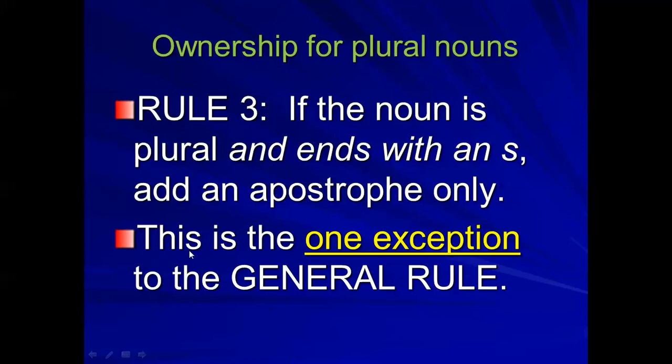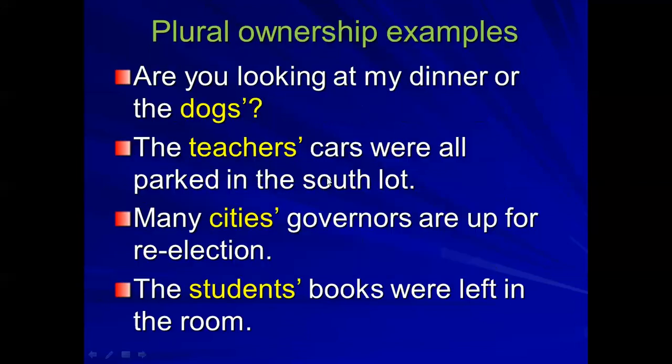So let's look at some examples. Are you looking at the dinner or the dogs'? In this case, I'm saying, are you looking at my dinner, the plate that's in front of me? Or let's say I have like 4 or 5 dogs behind me, and they're all sharing a dinner. I'm saying, are you looking at my dinner, or are you looking at the dinner that belongs to my dogs? And in this case, I have more than one. So you write dogs, it ends in S already, and then you just add the apostrophe.